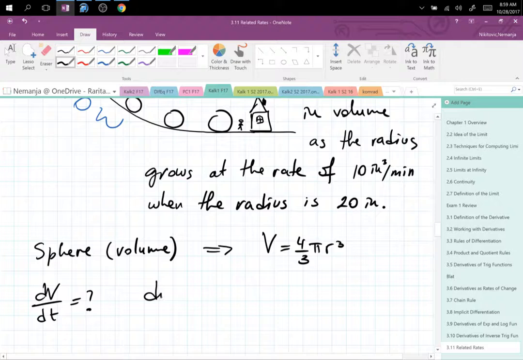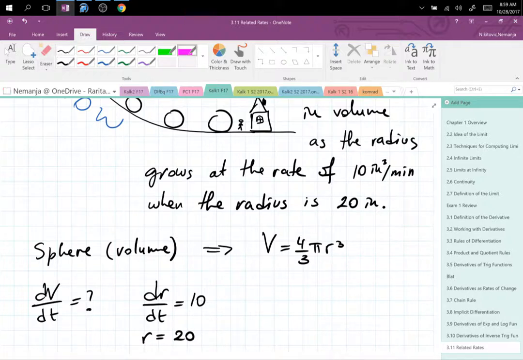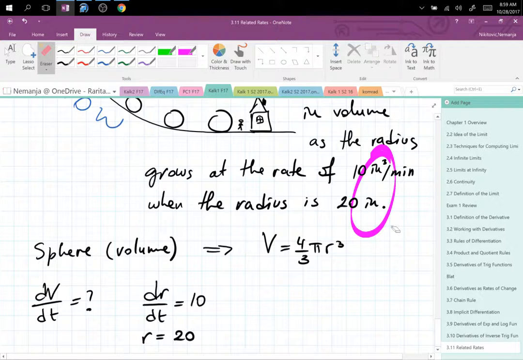We are given the rate of change of the radius, and we are also given the radius. First, you have to make sure that these units are the same. If I give you one in feet and one in inches, you have to convert one or the other. You cannot just mix all of the different units.